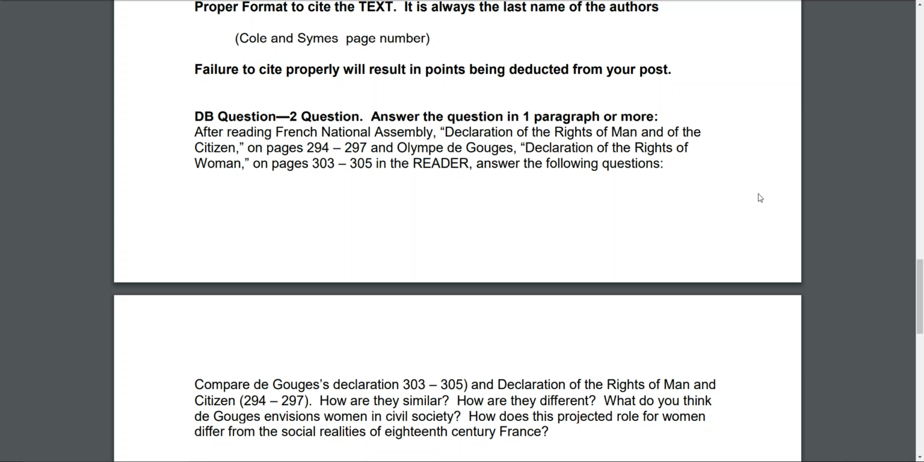projected view, because in the Declaration of Rights of Man, you're basically looking at men. And then, of course, you have this other document looking at the rights for women. Okay, and so obviously one is more theoretical, more aspirational than reality. And so how does this projected role for women really differ from the situation that women found themselves in France in the 18th century? So again, we're looking at the revolution in France and how that is going to transform the politics of Europe. If you have any questions, please email me.